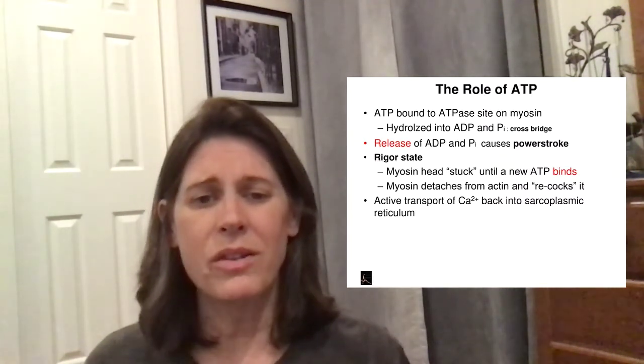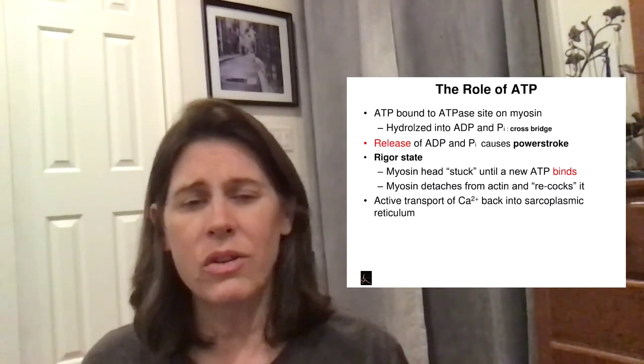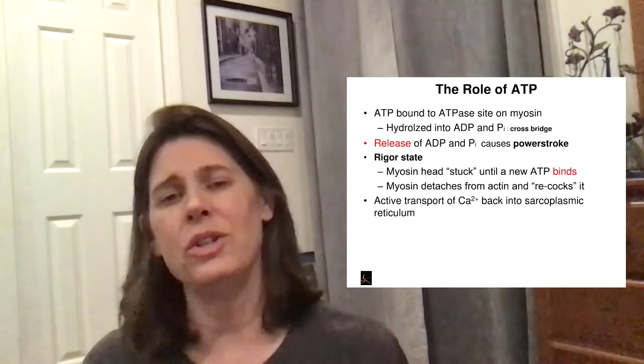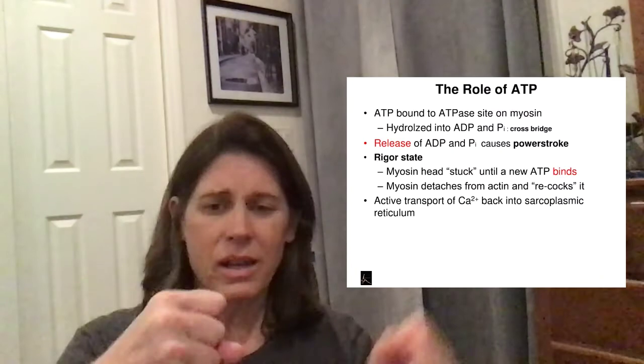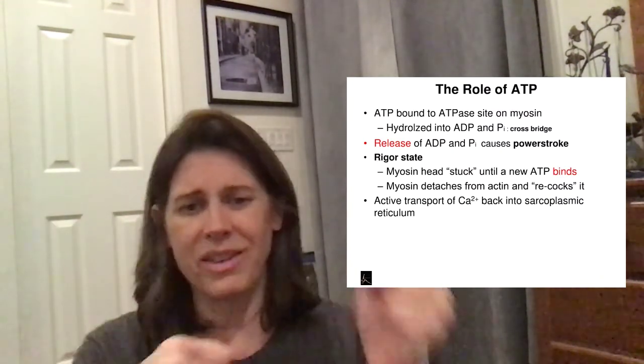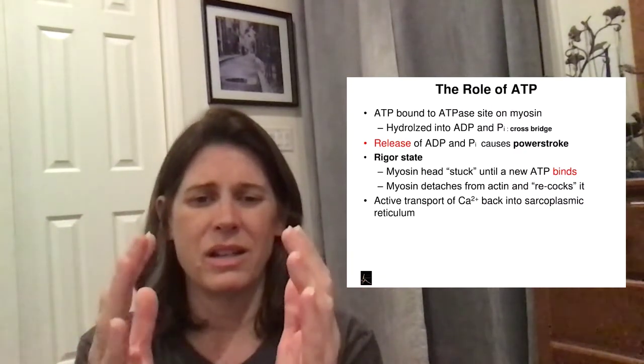Okay, it's also what causes the rigor state. The rigor state occurs until a new ATP binds. Okay, so that's how we get continuous power strokes or successive power strokes. And that's what helps to keep the muscle contracted.